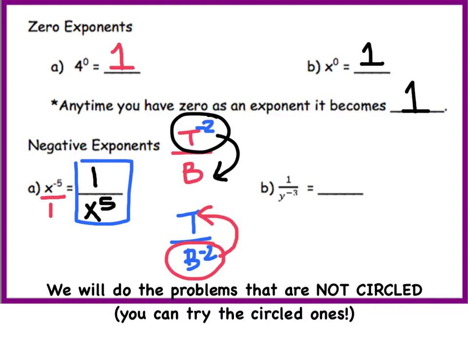Let's look at the second option. Always check to see where your negative exponent is located. Notice here, it's on the bottom of our fraction. So if it's on the bottom of a fraction, then we need to move it to the top. When we move it to the top, it becomes positive y to the 3rd power. And 1 goes there, but that would be the same thing as saying y to the 3rd power. Okay, we're going to do the problems that are not circled, all right? So you can try the ones that are circled on your own.